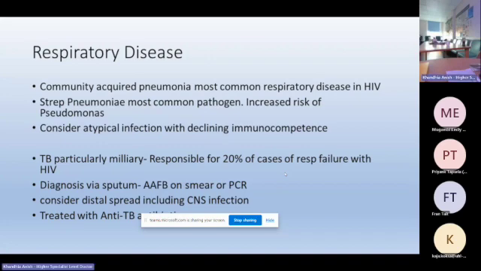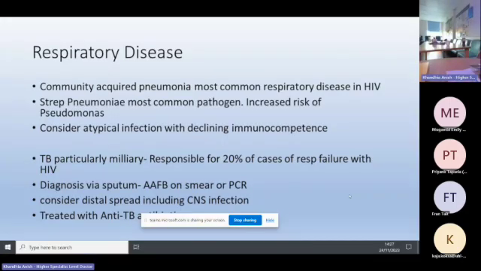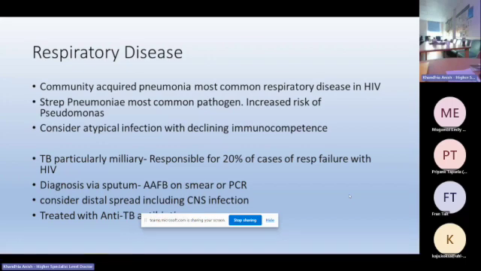You may also hear about things like the GeneXpert assay, or TB GeneXpert, which is a PCR test. It's treated with anti-TB medication, and that includes things like rifampicin, isoniazid, ethambutol, and pyrazinamide. For very resistant organisms, there are other drugs like high-dose meropenem and things like that you can add in, but that will all be led by the infectious diseases team.